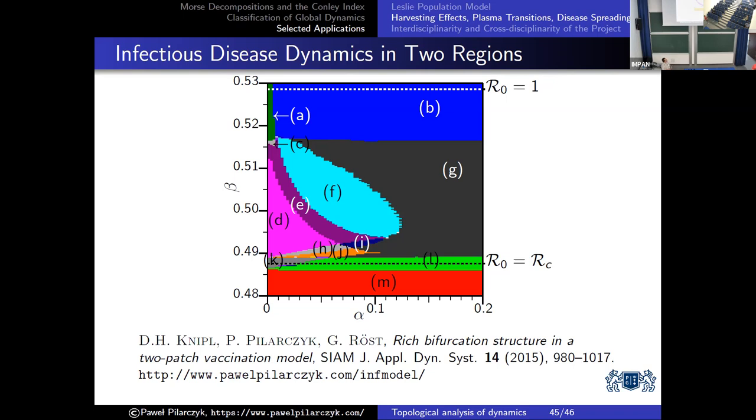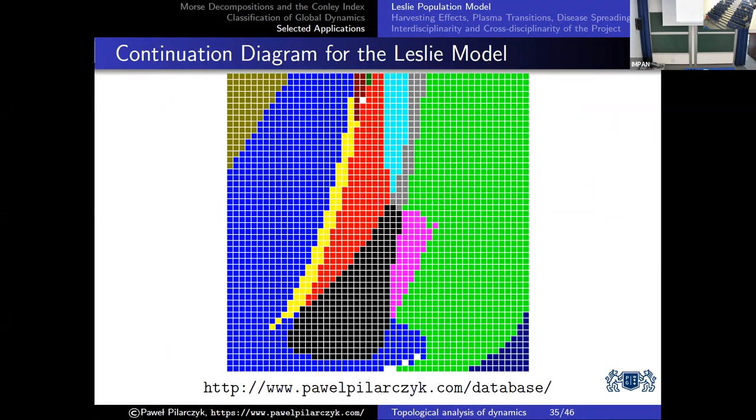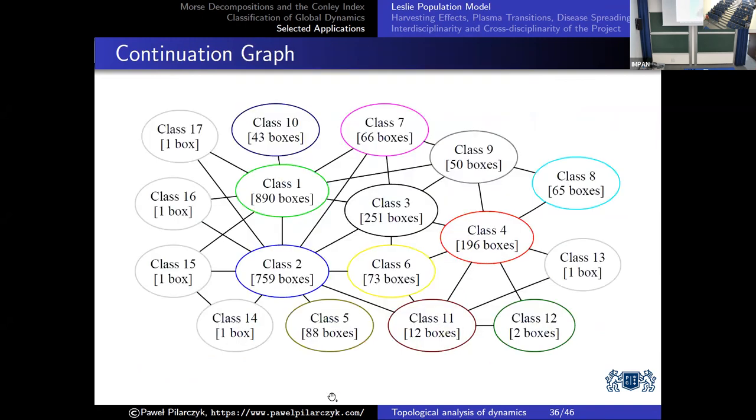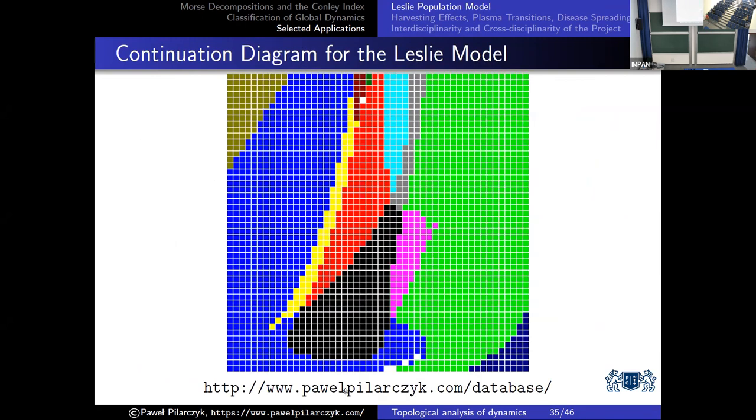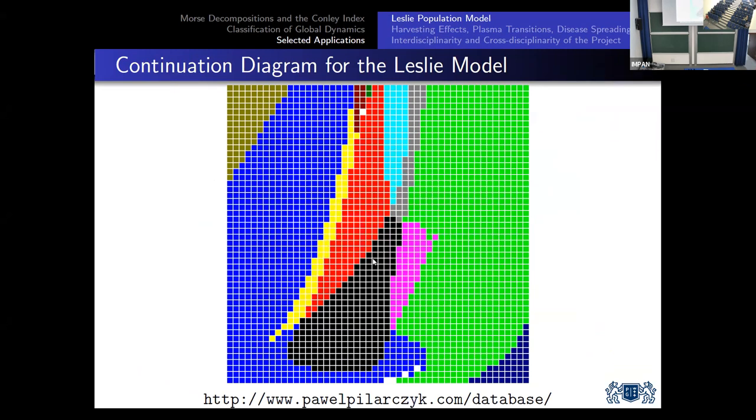you can do the computations for three parameters varying in some ranges, but then there's some problem with visualization of this. I think I can show, we actually did computations of the Leslie model for three parameters varying. Let me try and launch the web page. Here I've got the link. Let me go here. Okay, you can't see this again. I need some technical help.